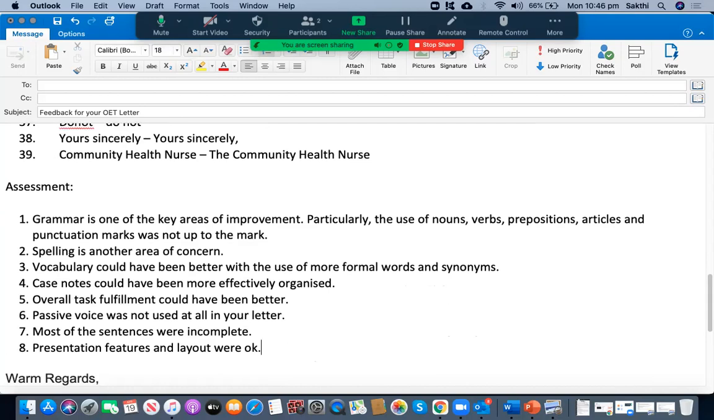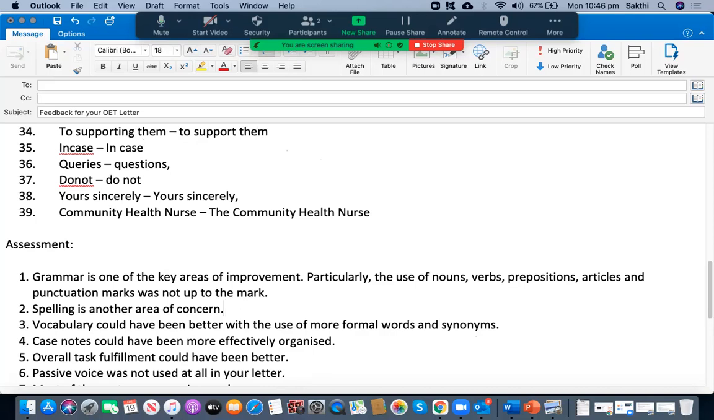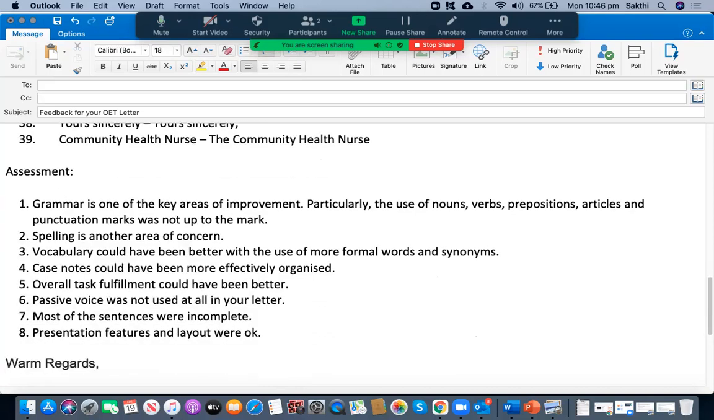But that's not up to the mark because for some words you have joined them together, okay? So you didn't split them in between, like do not, and there are other words as well, right? In case and so on. Yes. That's not good. All right.